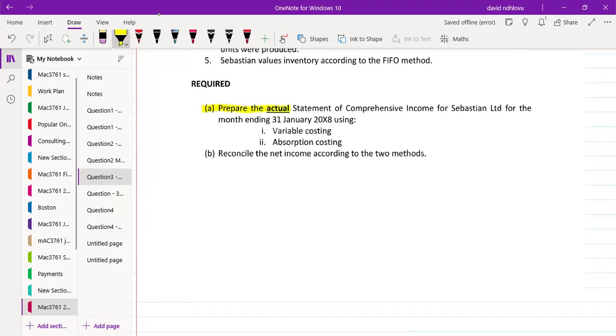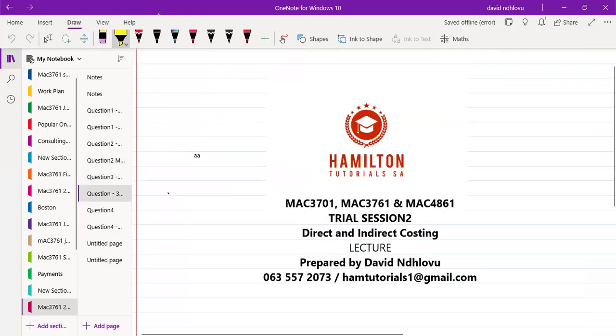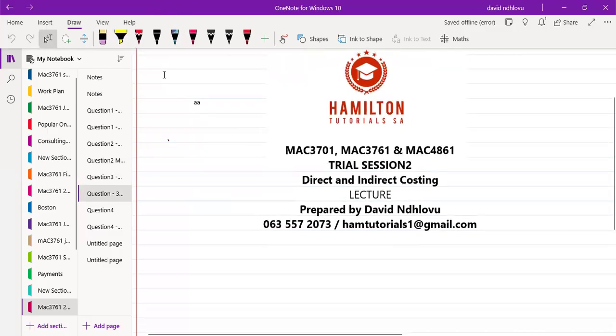So it says, prepare the actual statement of comprehensive income for Sebastian Limited for the month ending 31 January, using, number one, variable costing, and then number two, absorption costing. And we do also what we did last week, which is to reconcile the net income according to the two methods. All right, so let's have our structure here.